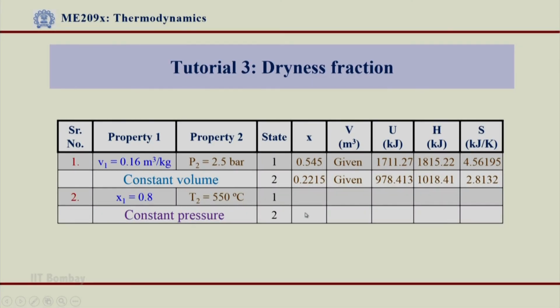So, let us come back to the table and put these values at point 1 and point 2. At point 1, x was given as 0.8, and the values of V, U, H and S were calculated by proper interpolation. At point 2, the properties were found from table 3, where we know that we are in a superheated region, and the different properties of V, U, H and S are given over here. Thank you very much.